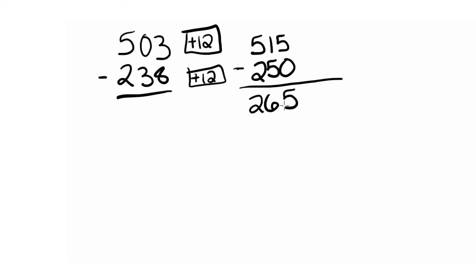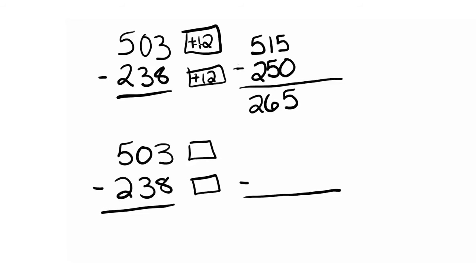265. Another way, instead of adding numbers, I could subtract. I'm going to try subtracting 4 away. So I'm going to change 503 to 499, and then I can take 4 away from the 8 in 238, so I would have 234, and if I subtract, I get 265.